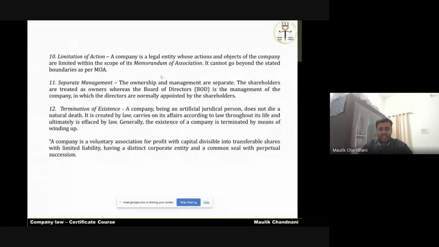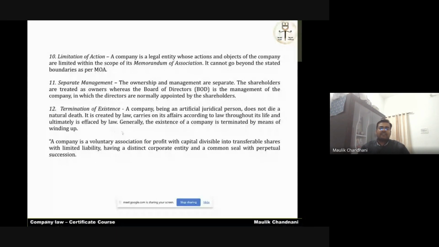You have a limitation of action, meaning the company's powers are defined, what it can do and what it can't do, in the memorandum. So the memorandum and articles will define the powers and duties of the company. We have a separate management, which is known as the board of directors. We have separate ownership, who are known as the shareholders. Company is separate, shareholder is separate, management is separate. Management is what we are normally calling here the board of directors.